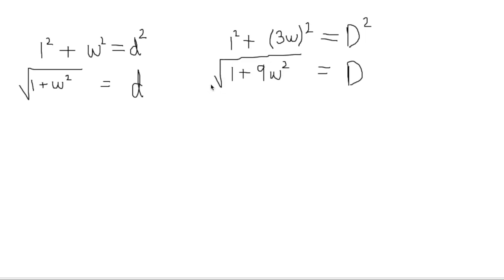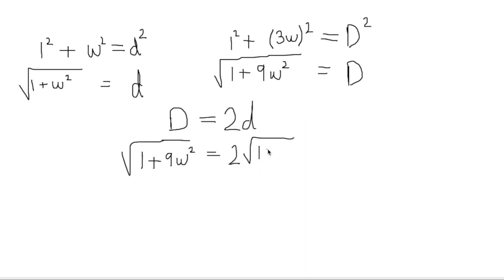And we know the diagonal of the painting is twice as long as the diagonal of a panel. So root 1 plus 9W squared is equal to 2 times root of 1 plus W squared. And when we square both sides, we learn 1 plus 9W squared is 4 times 1 plus W squared. Be sure you square both the 2 and the square root.